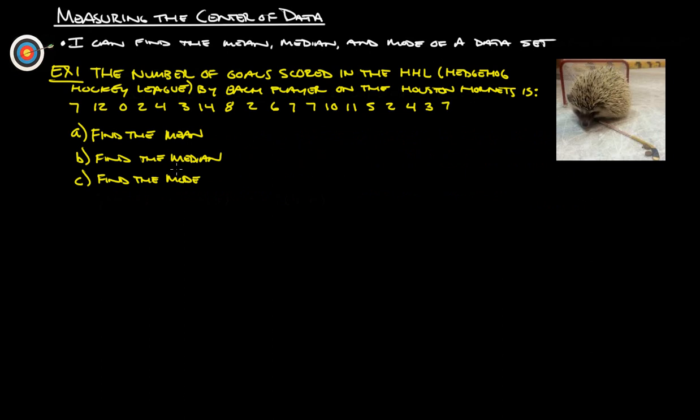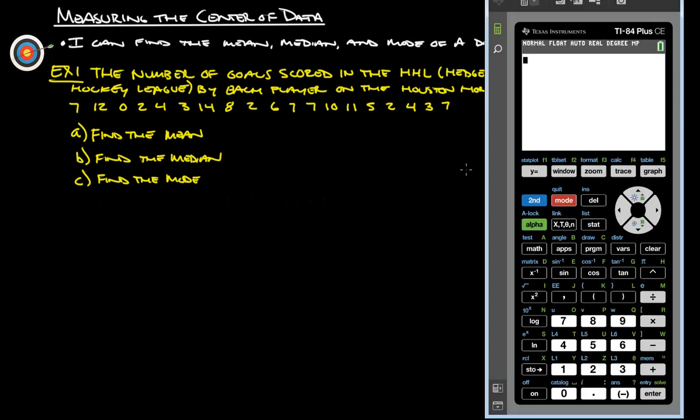Okay, so let's do this. Let's take a look at a data set here, and we're going to find the mean, median, and mode. So mean is simply adding these all up and dividing by the total number of numbers, right? So let's do that. I'm going to show you a couple different ways, but we're going to do this just the regular old way, how you would figure to do it on the calculator. So we're just going to add those all up.